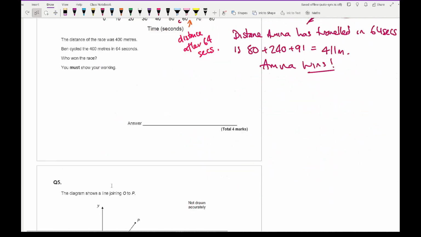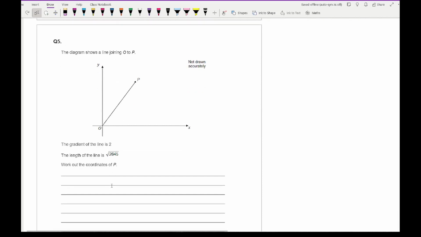And then moving on to question 5, it says the diagram shows a line joining O to P. The gradient of the line is 2 and the length of the line is root 2645. Work out the coordinate of P. So let's have a look at this then.